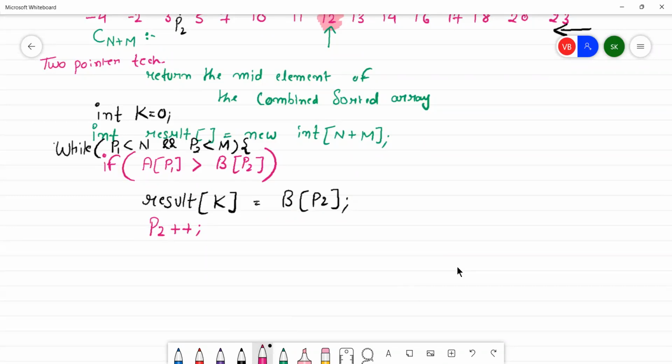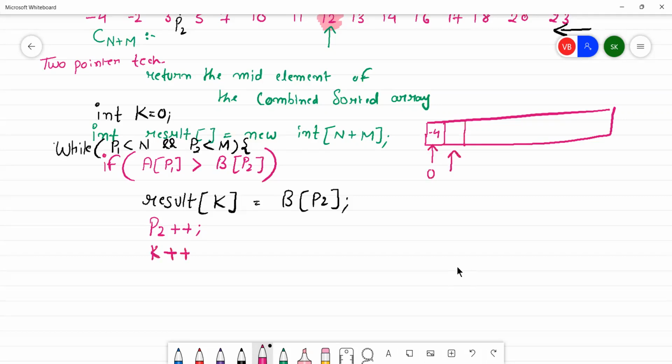So we need to increase this P2 plus plus, and the next thing is we had our result array, right? In the result array, guys, first listen to me and then say yes. So in this result array, I stored -4. This index is occupied, that is the 0th index. So I need to move my k also to the next index. So I will increase my k to k plus plus. So this is the entire thing we have to perform. Everyone clear with the first step?